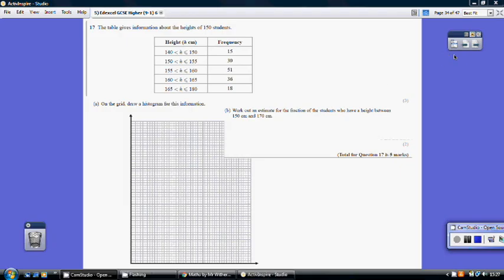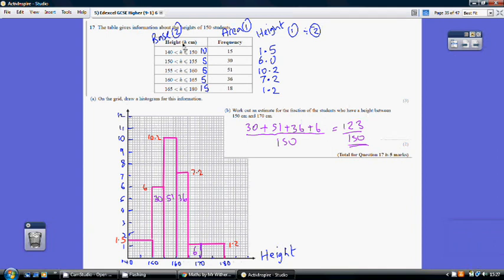Question 17, so I need to draw a histogram for this information. So the base of all of these rectangles is going to be my x-axis, and my frequency density is going to be my height. I should actually have written frequency density in here. Sorry, I forgot. So these are going to be the bases of all my rectangles.